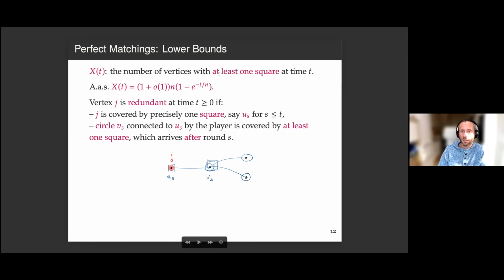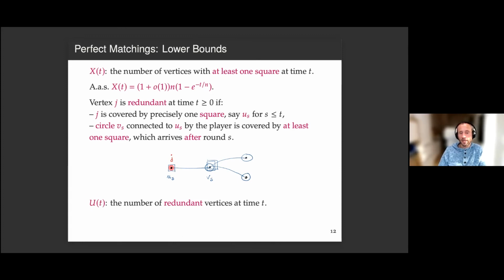Both of them have at least one square on them, but I cannot use both of them, right? Only one of them can be used, so the other one is redundant. So if I keep track of how many of those redundant vertices I have, I can do a better lower bound. So that's what we keep track of, this UT.